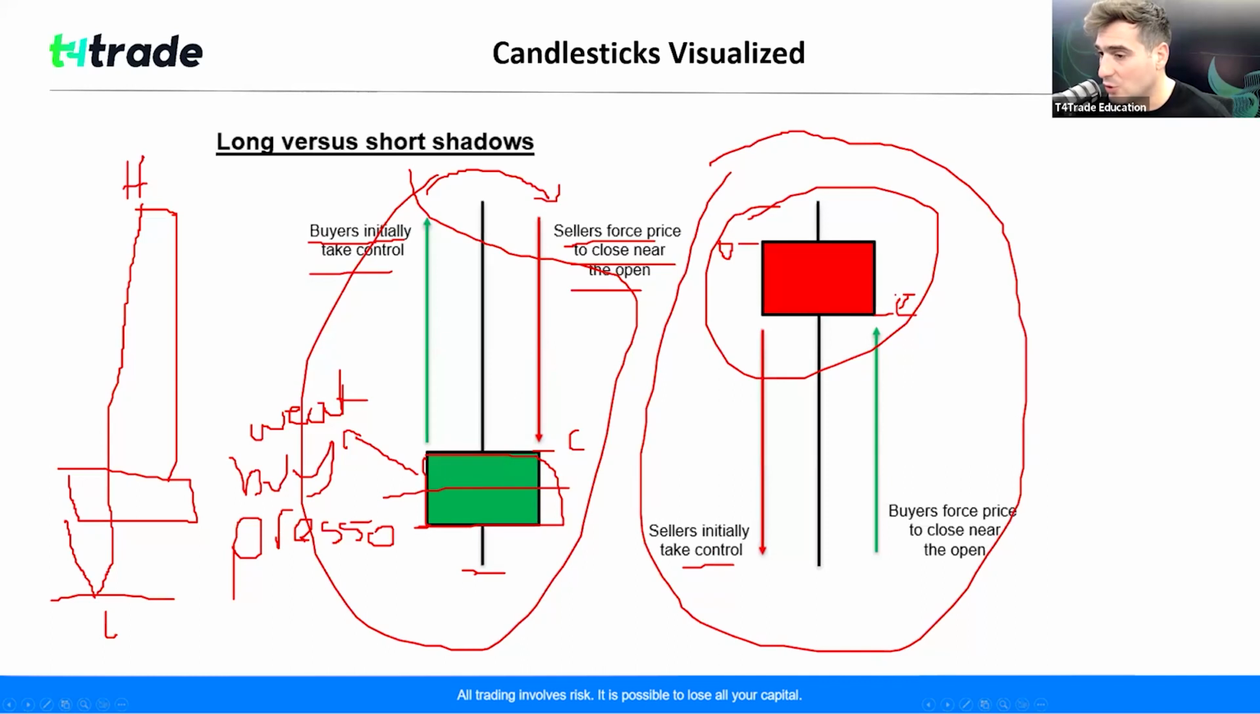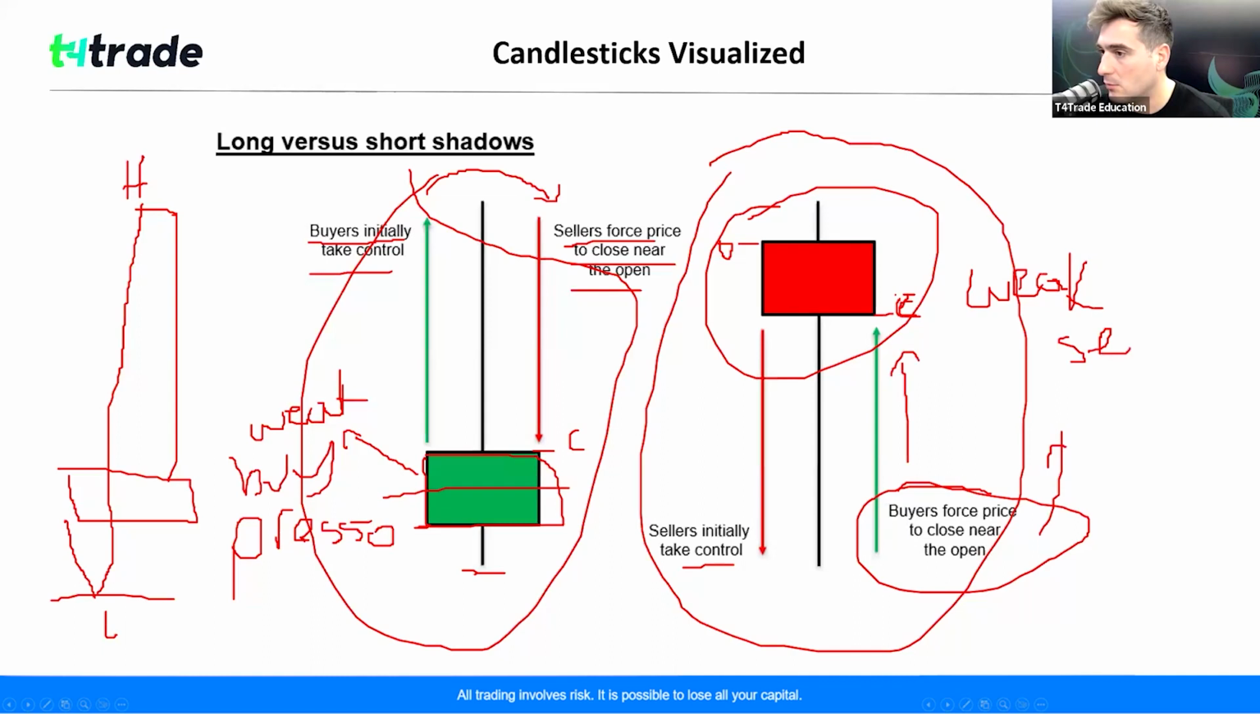So the sellers initially took control, but the buyers quickly pushed them back on their heels, forcing the price action to higher ground and closing that specific period at a level close to the open. So that indicates weak sell pressure. I'm not going to write it further. So wicks and real bodies give you different kinds of clues, so you need to understand how to interpret them. Give me one second, guys.